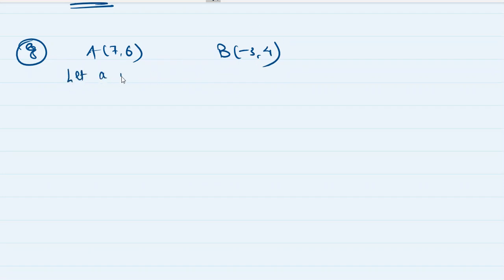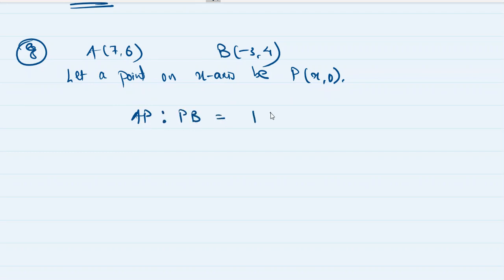Let a point on x-axis be x comma 0. Let me take this point as P, x comma 0. That is, the point on x-axis is P. So what they are saying is the distance of these 2 points from this point P is in the ratio 1:2. That means AP is to PB is equal to 1:2, or we can write AP upon PB is equal to 1/2.